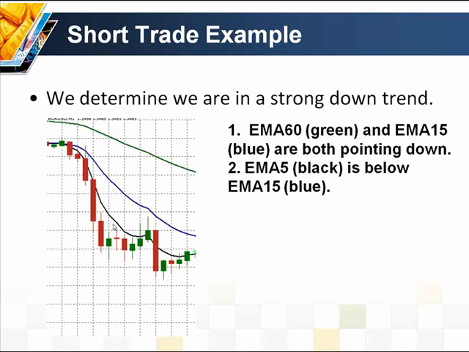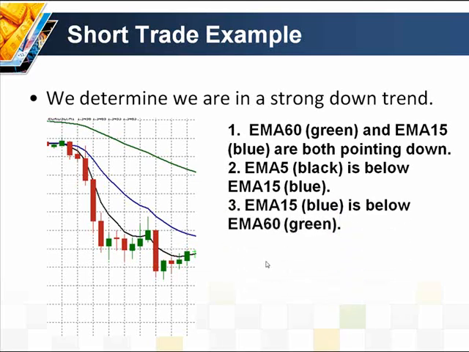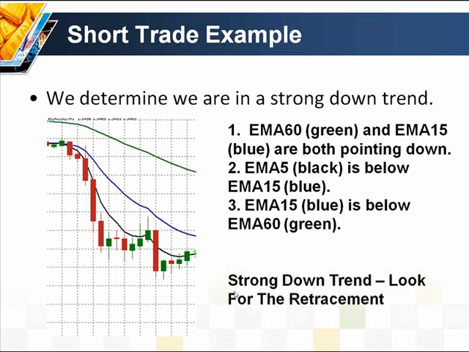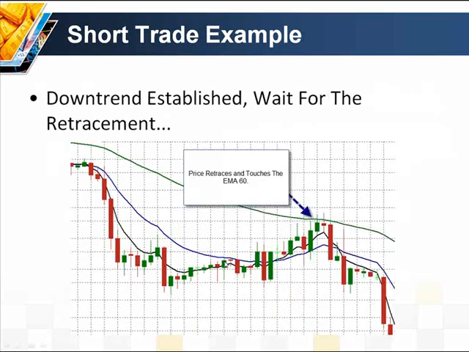So looking here, the EMA 5 in this case is below the EMA 15. And finally, the EMA 15, the blue line, is below the EMA 60. And once those 3 criteria are met, we have established that we are in a strong downtrend. We look for the retracement. And when the retracement occurs, that's our indication to enter the trade. So we've established that we are in a downtrend.